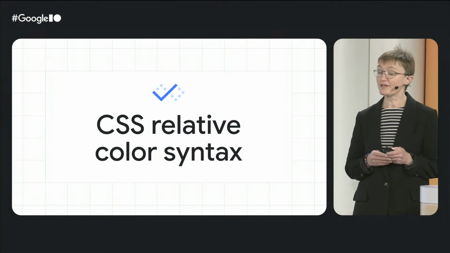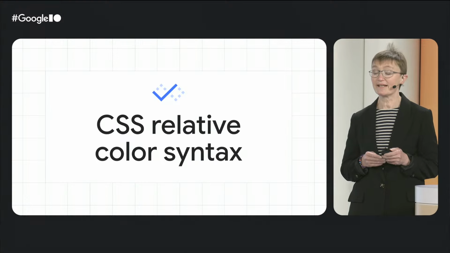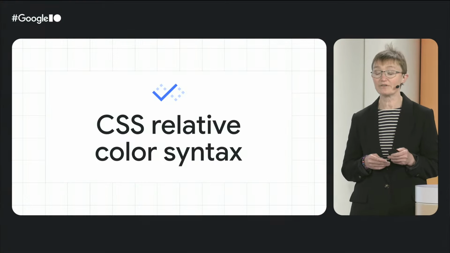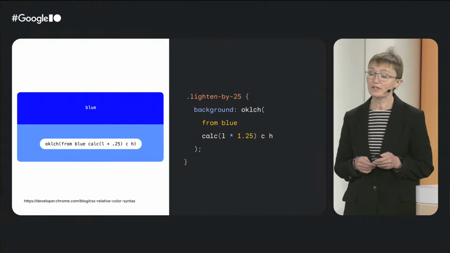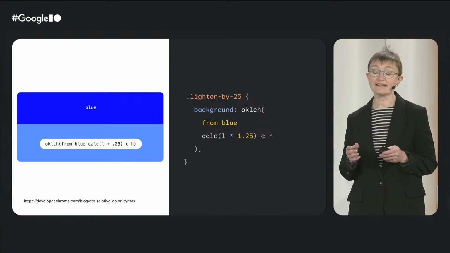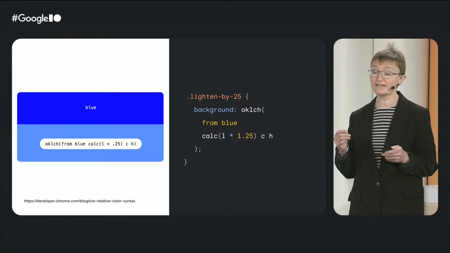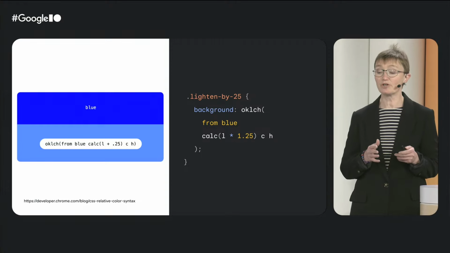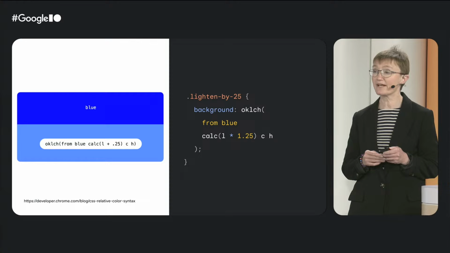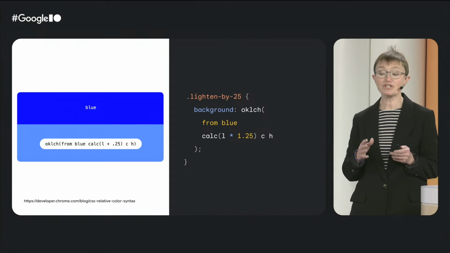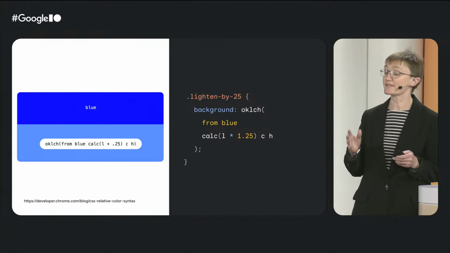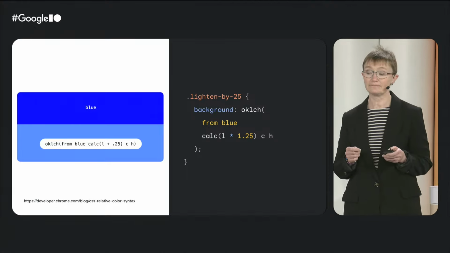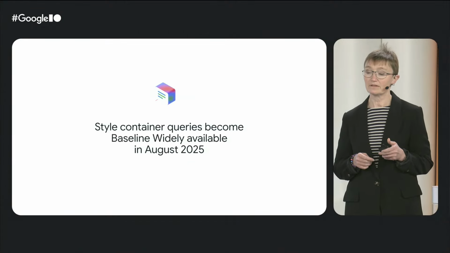Also helpful for color theming is relative color syntax, letting you dynamically adjust color values in your CSS. So for example, you can lighten a color right there in CSS using any available color space. Now the example here is using the OKLCH color space. It lightens the blue by increasing the lightness channel, multiplying it by 1.25. This pushes the blue lightness towards white by 25%. We've got a ton of examples in a guide on developer.chrome.com.